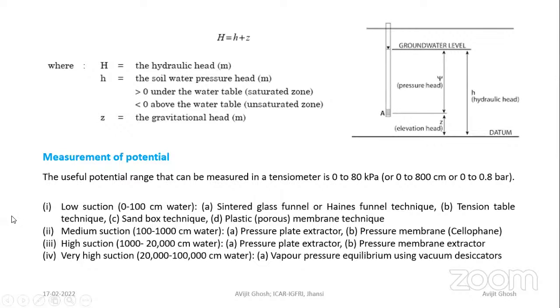For medium suction, that is 100 to 1000 centimeter of water, we can use the pressure plate extractor and pressure membrane method. For higher suction, 1000 to 20,000 centimeter of water, we use the pressure plate extractor and pressure membrane extractor. For very high suction, we use vapor pressure equilibrium using a vacuum desiccator. These are the methodologies used for measuring soil water potential in different ranges.